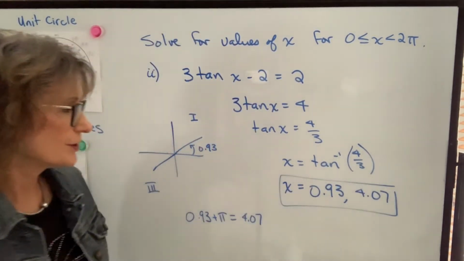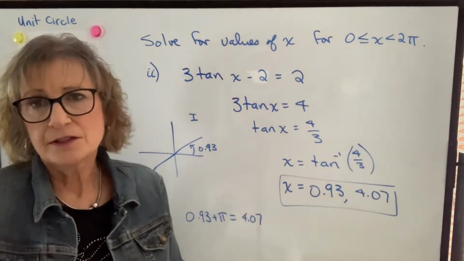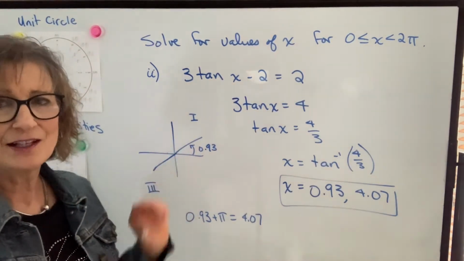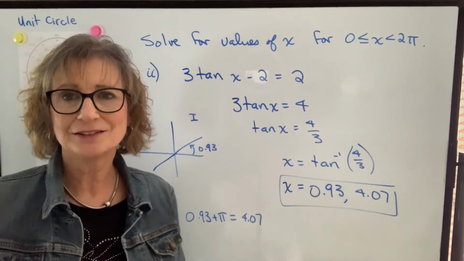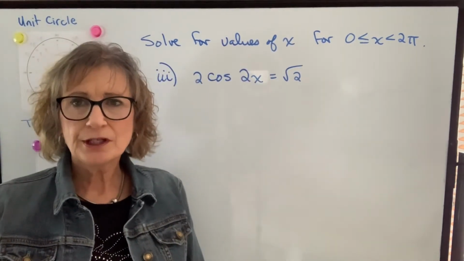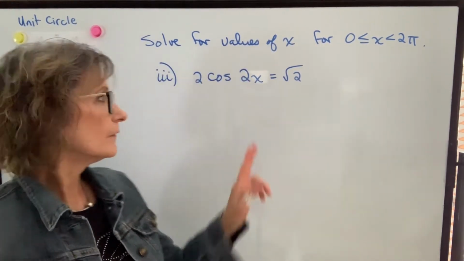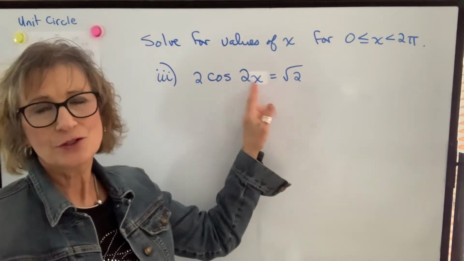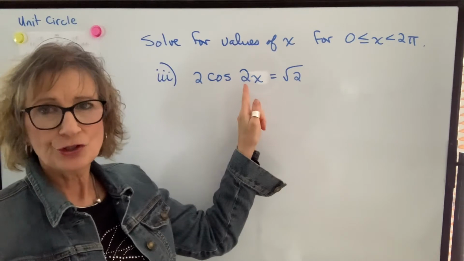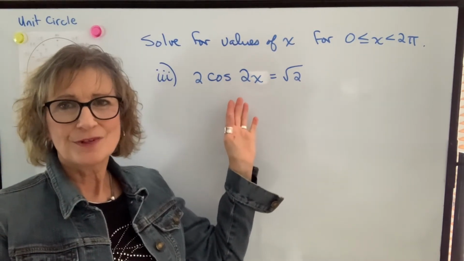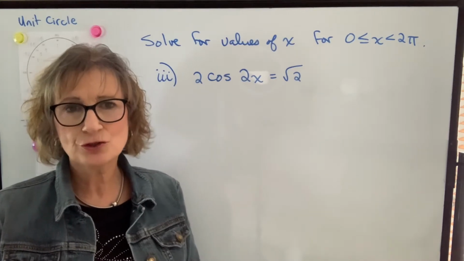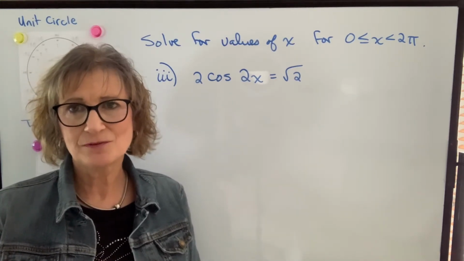So you could get questions that don't involve your special angles, and then you simply use your calculator. And remember that you need to find the second angle because your calculator is only going to give you the one angle. Let's take a look at some more. So far we've been working with equations that have just an x, the trig function with just an x. Sometimes you're going to encounter angles that are expressed as 2x or 3x or 1/2 x or whatever. So I wanted to show you how you would deal with these types of equations.